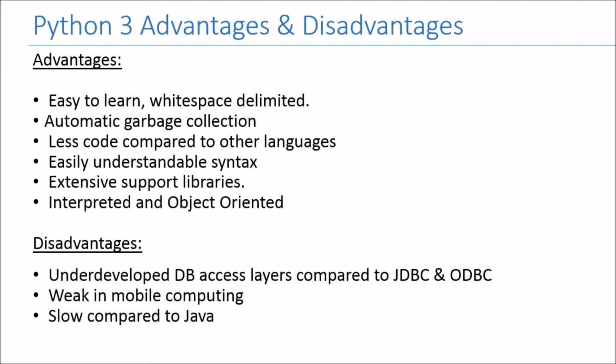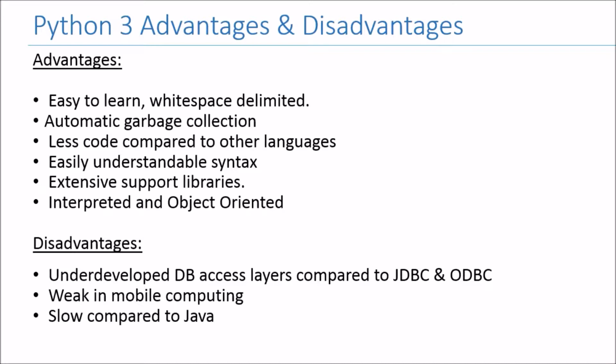Coming to the disadvantages, the DB access layer that Python uses is very underdeveloped. It is not as robust as JDBC or ODBC. Furthermore, Python is very weak in mobile computing. Also, it is slow compared to other languages like Java. Java is much faster than Python.